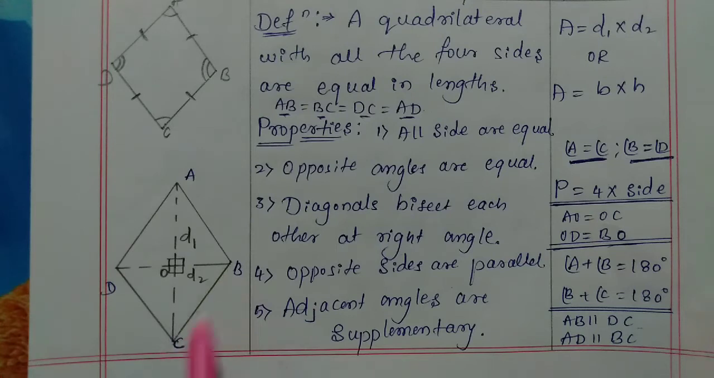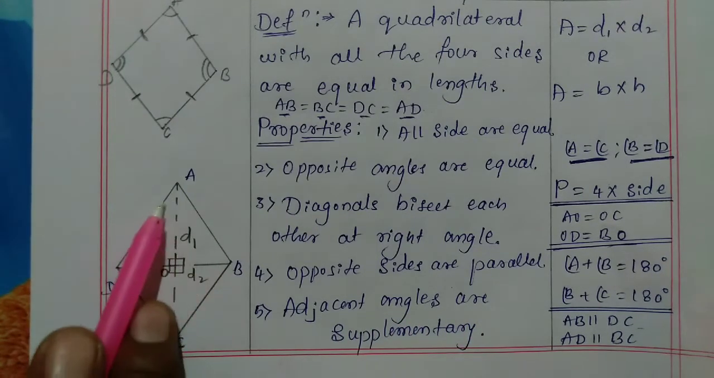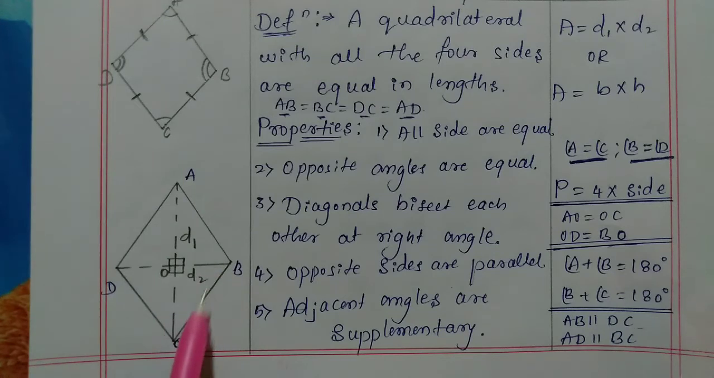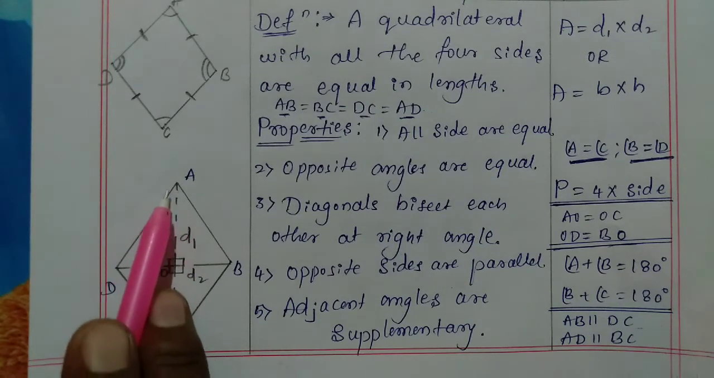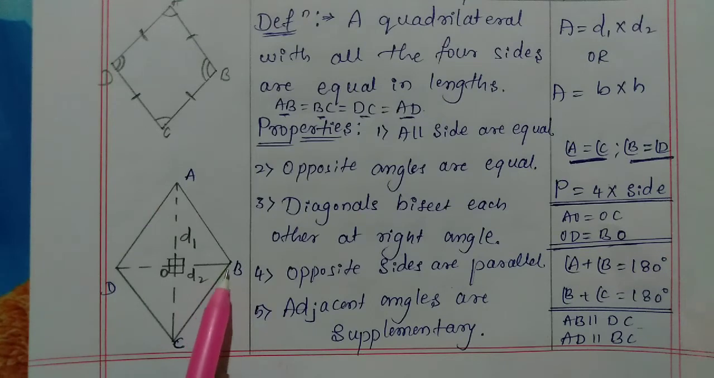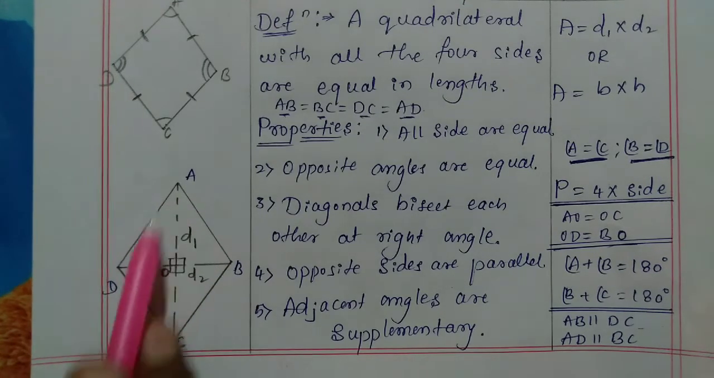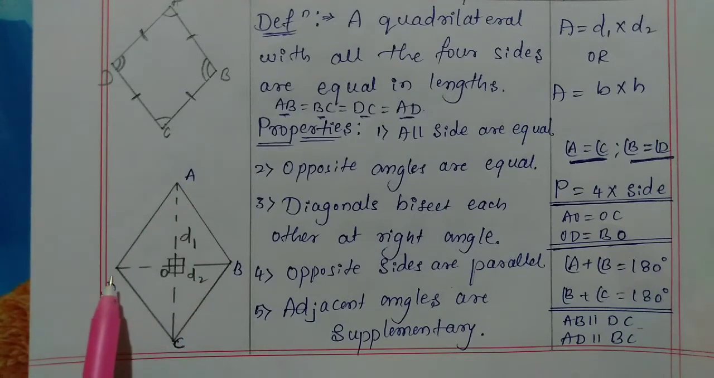Similarly, angle B plus angle C is 180 degrees. Because adjacent angles are supplementary, here A and B are adjacent angles. Similarly, angle B and angle C are adjacent angles. The sum of these two is 180 and also the sum of these two is 180. The sum of these two is 180 and the sum of these two is also 180 degrees.